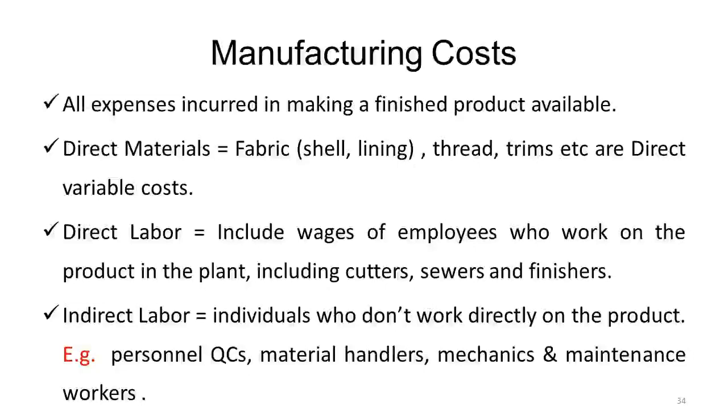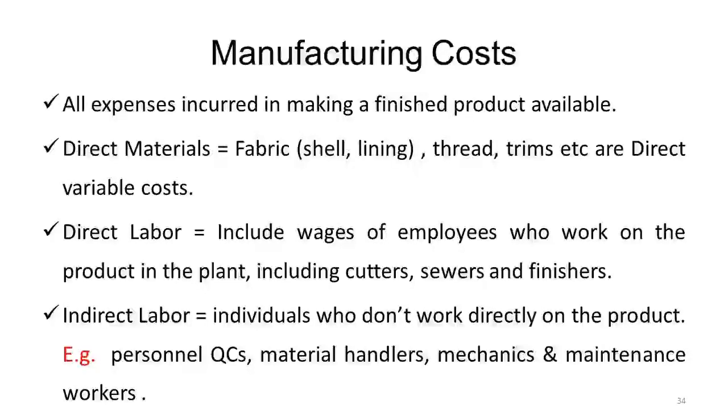So direct materials like fabric and threads, trims, etc. These are all direct variable cost. Direct labor, like the people who are on stitching, cutting, finishing, washing, etc., they are direct labor. And indirect labor is like individuals who don't work directly on the product. So quality control persons, people who handle the material, check the material, audit the material, and then the machine maintenance and mechanics, these workers. These are again your indirect labor.